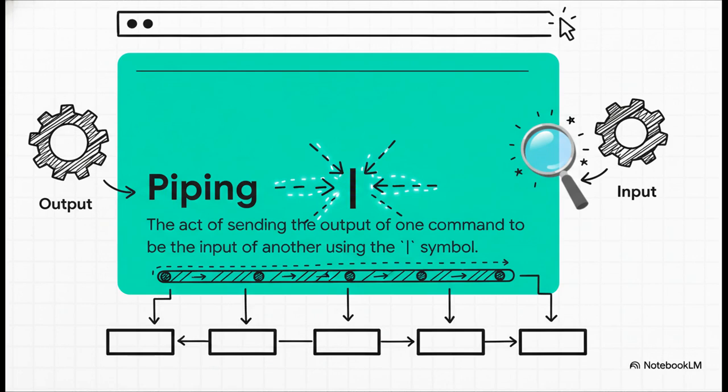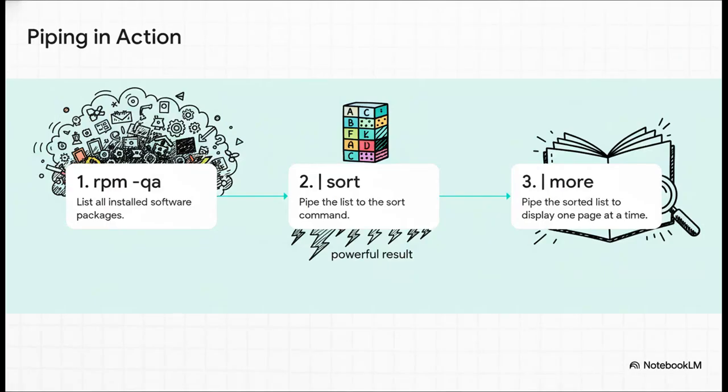See that vertical bar symbol? That's the pipe. And I want you to think of it like a conveyor belt in a factory. It takes the finished product from one machine, the output of one command, and feeds it directly into the next machine, the input for the next command. This is how you build amazing workflows from tiny, simple tools. Let's see this assembly line in action. First, you run a command like rpm -qa.